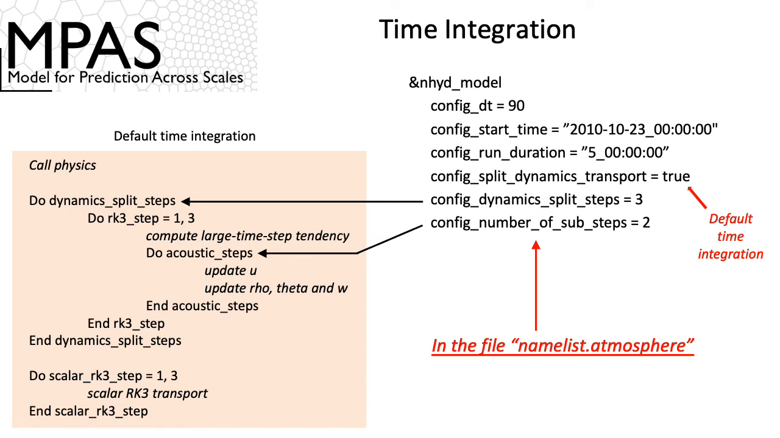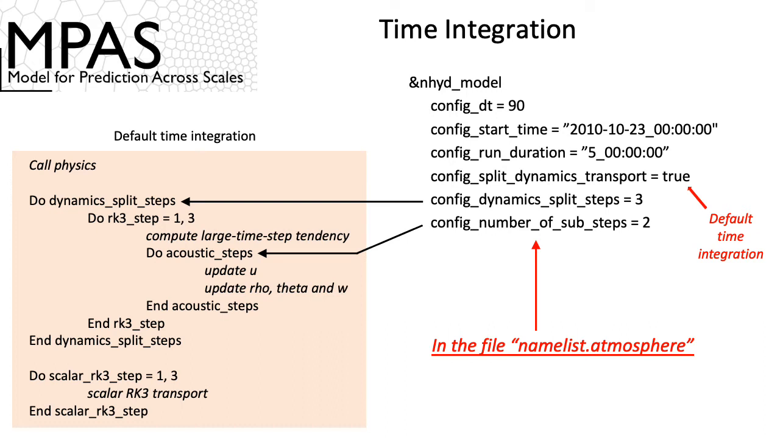The configuration of MPAS-Atmosphere for time integration to produce a forecast is controlled by parameters set in the namelist.atmosphere file. Inside that namelist, there are several sections, and the first section you come across is nhyd_model, the non-hydrostatic model. Inside of it, you'll find a number of configuration parameters that are all preceded by config_. The first one you see typically is dt, and this is the time step in seconds, and we'll talk about how to set that later.